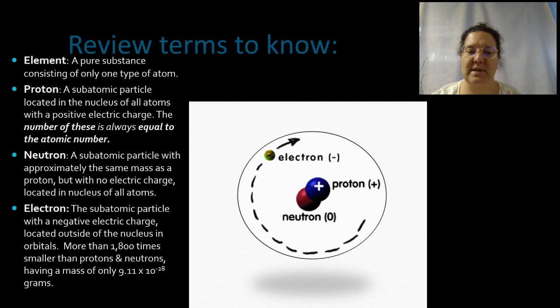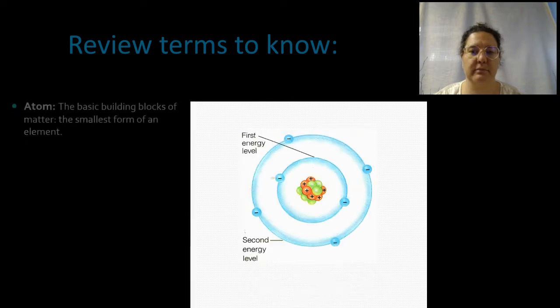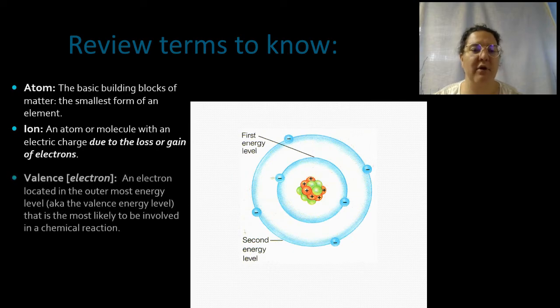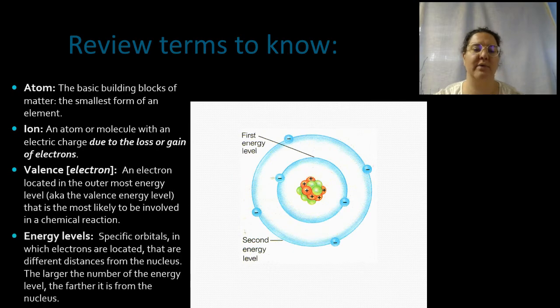An electron is a subatomic particle with a negative electric charge located outside of the nucleus in the orbitals. And they're more than 1,800 times smaller than protons and neutrons, having a mass of only 9.11 times 10 to the negative 28 grams. An atom is the basic building block of all matter, so it's the smallest form of an element. Once we break things down into the subatomic particles, they now no longer have the property of any element.